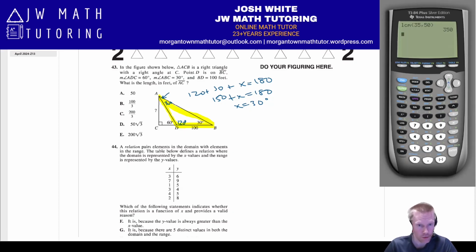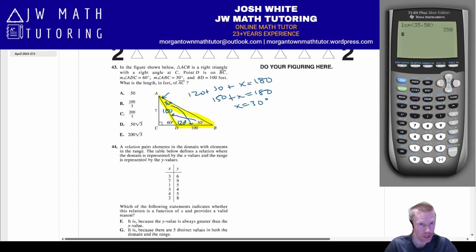So now what I notice is that in this triangle ADB, I have two congruent angles. So across from those congruent angles, I have a pair of congruent sides. So this side is congruent to this side. That means this side right here, AD, is 100.